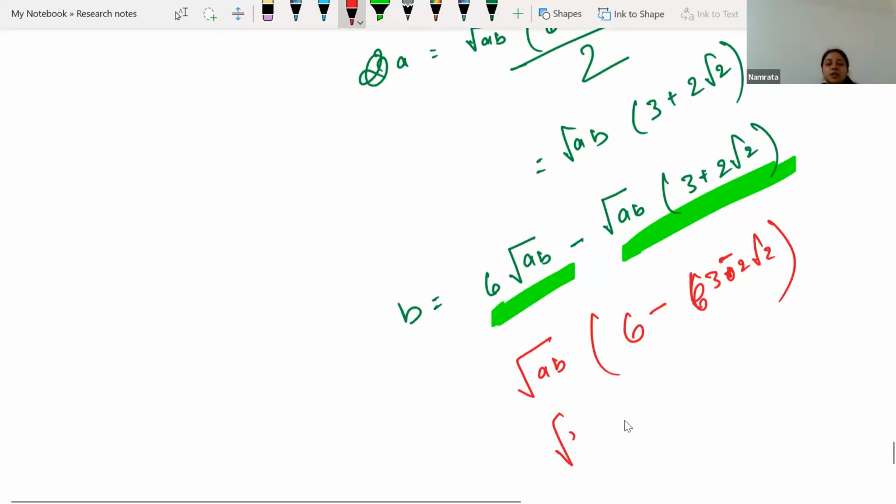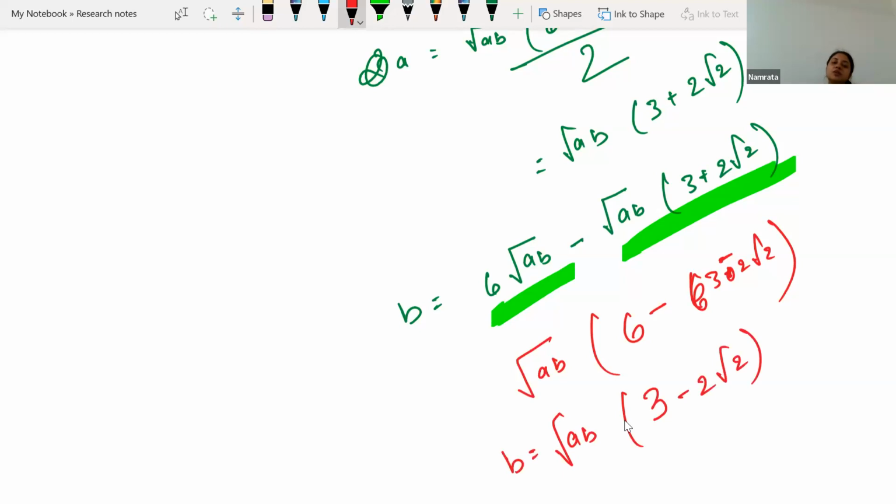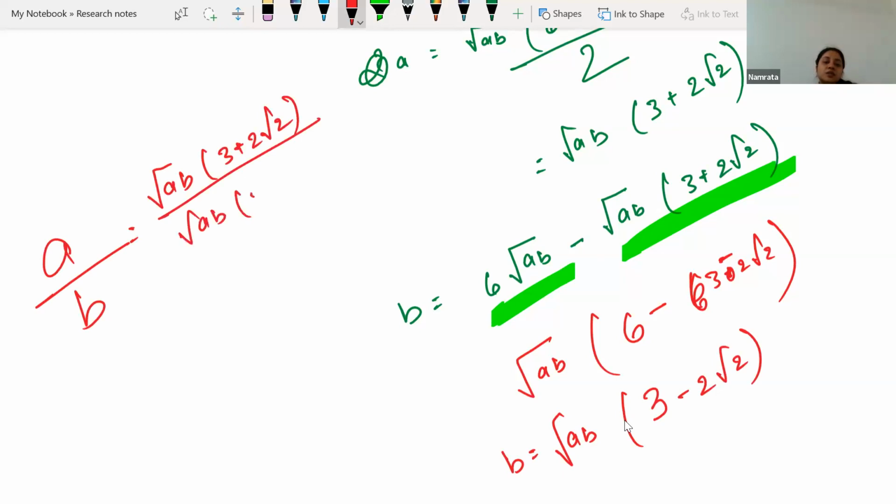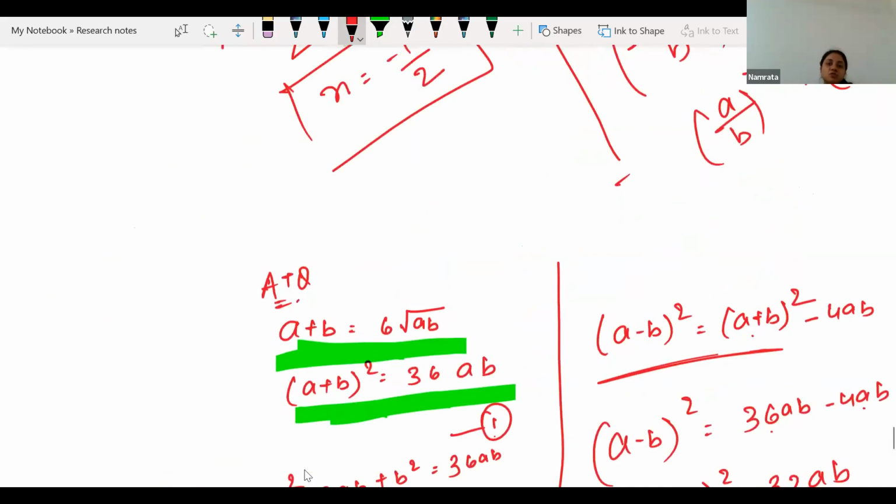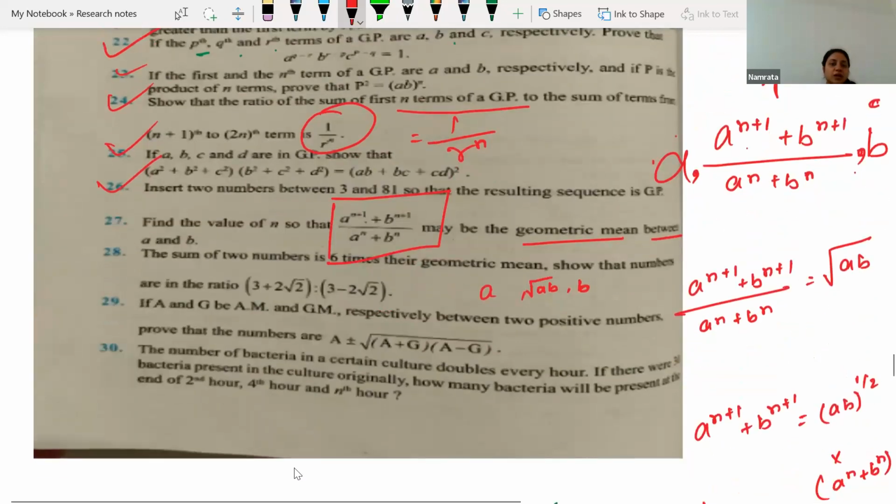So we will have root ab over here. 6 minus 3 is 3 only, and minus 2 root 2. This is the value of b. What we wanted to find is a is to b. The a value is root ab times 3 plus 2 root 2, and the b value is root ab times 3 minus 2 root 2. Root ab can cancel out. So a is to b is 3 plus 2 root 2 to 3 minus 2 root 2. That's what we are getting. Can you say that's what we wanted to prove over here?